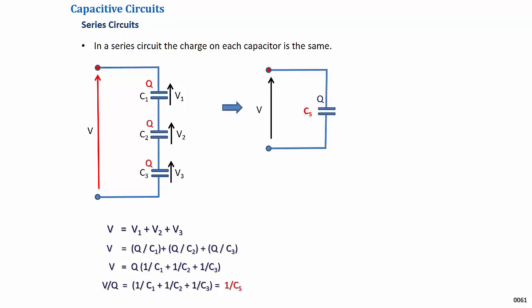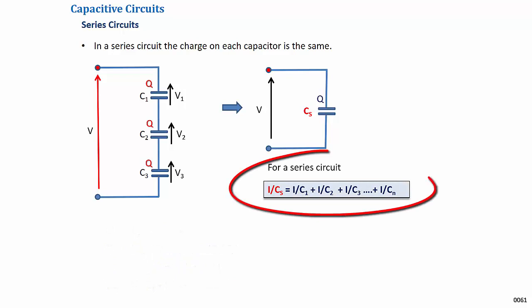An equivalent of the series circuit may therefore be drawn where capacitors C1, C2 and C3 are replaced by a single capacitor CS. The highlighted formula shows that where there are a number of capacitors connected in series, they may be replaced by an equivalent capacitor CS, where the reciprocal value of CS is equal to the sum of the reciprocal values of the individual capacitors.